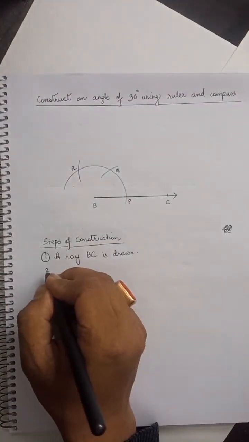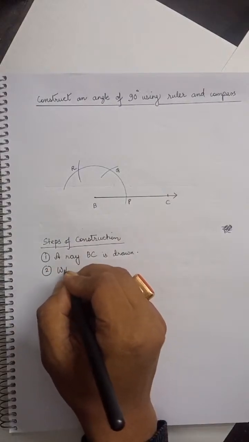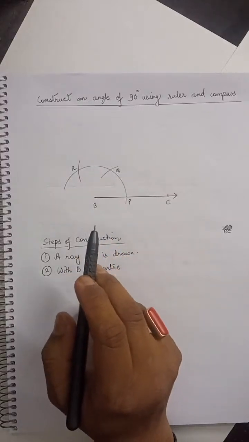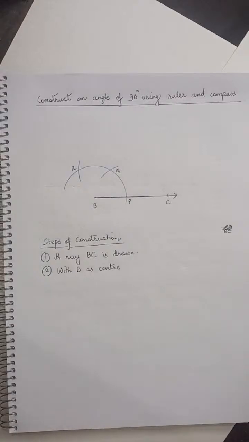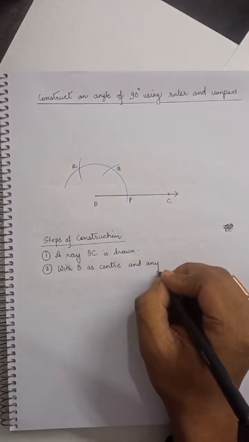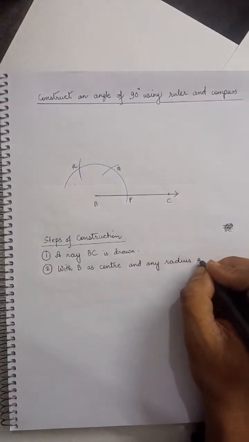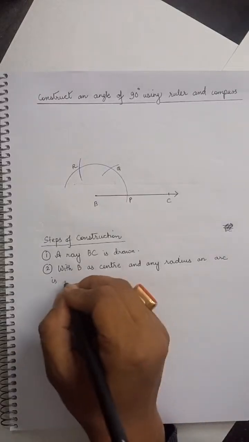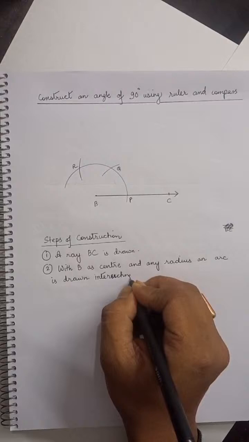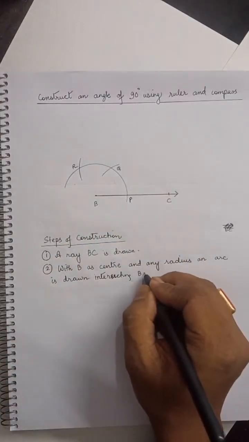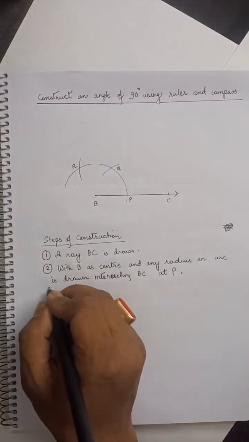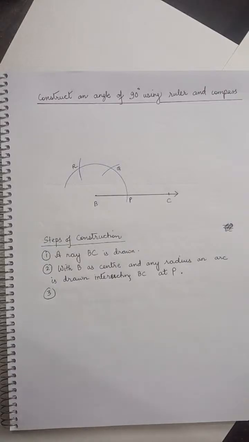So I will write: with B as center, because the tip of the compass was at the point B. With B as center and any radius, an arc is drawn intersecting BC at P.